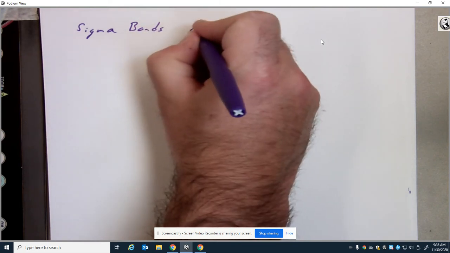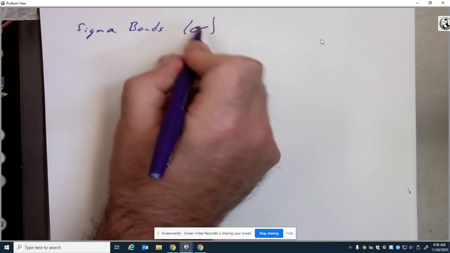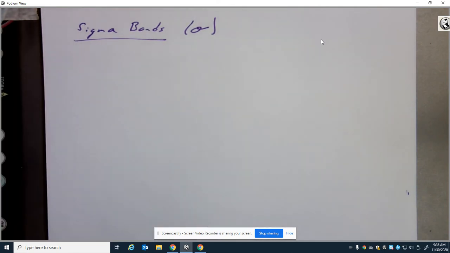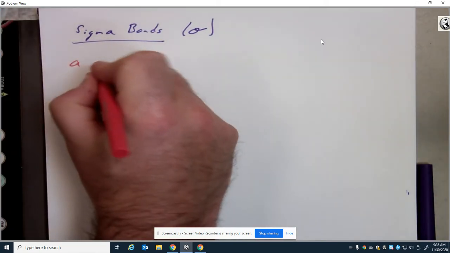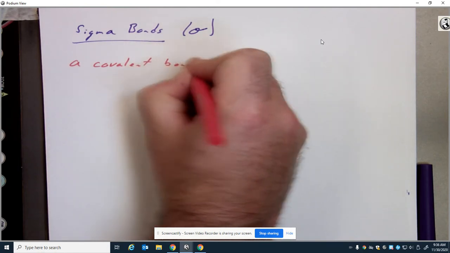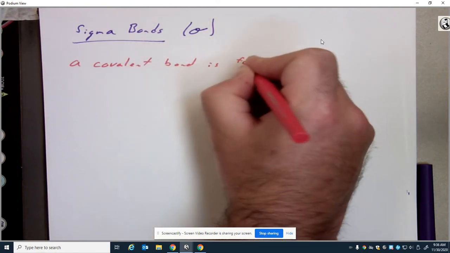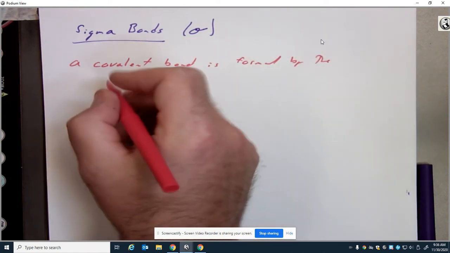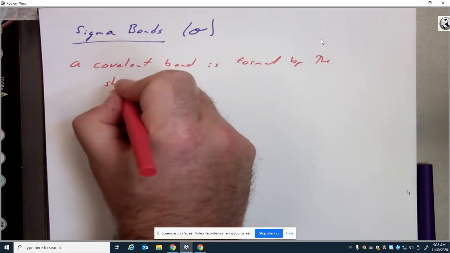Right, it's the Greek letter sigma. All right, it's an O with this curly Q. So we're going to talk about sigma bonds. So we're talking about covalent bonds again. So a covalent bond is formed by the sharing of electrons.